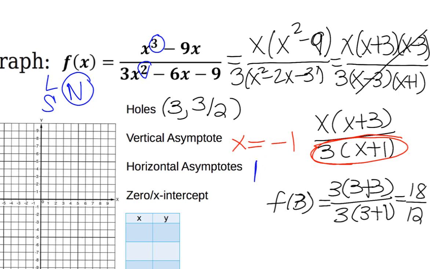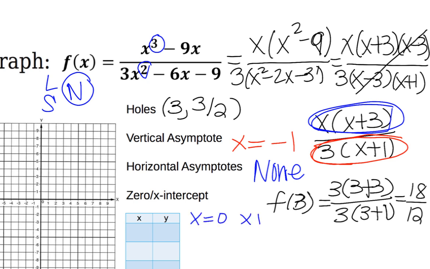And then the last piece we're going to look at is our zeros, or x-intercepts. And remember, that is taking our numerator and setting those pieces equal to 0. So here I have x equals 0 and x plus 3 equals 0. So when I solve those, I get x equals 0 and x equals negative 3 as my zeros. So at (0, 0) and (-3, 0), that's where it's going to cross the x-axis.